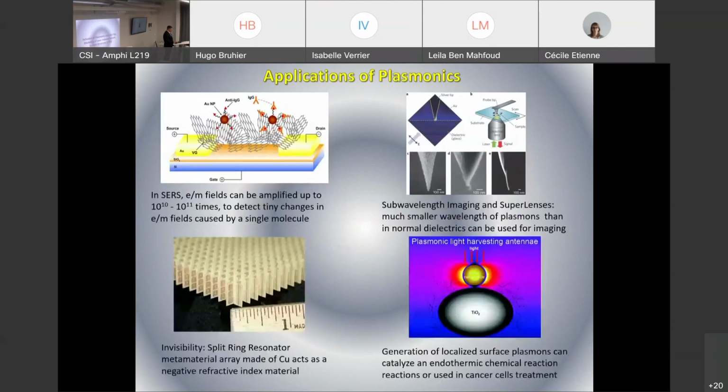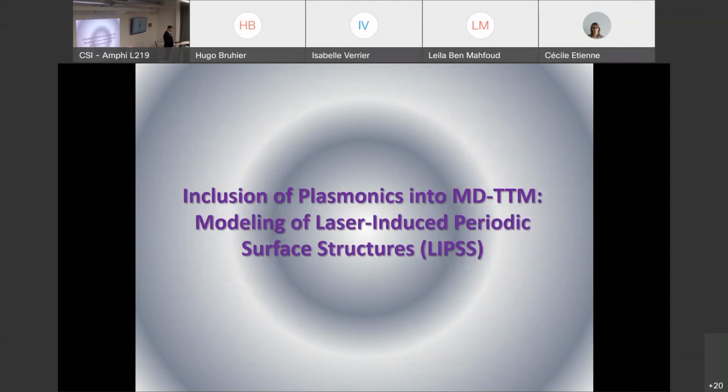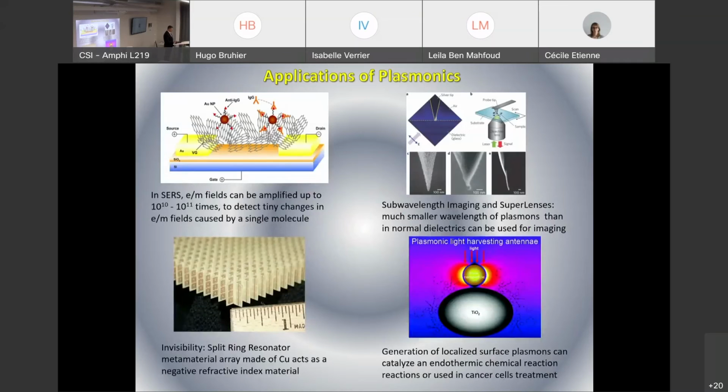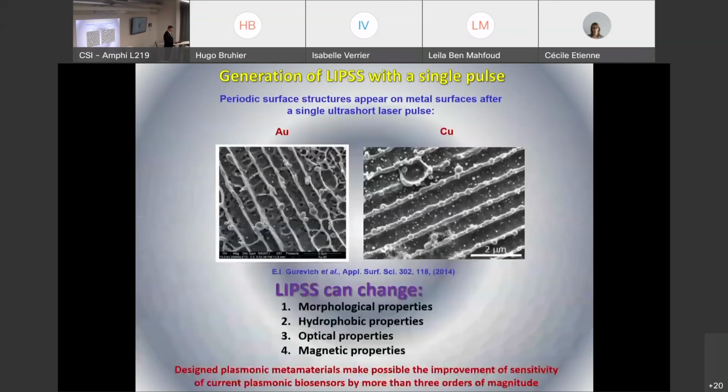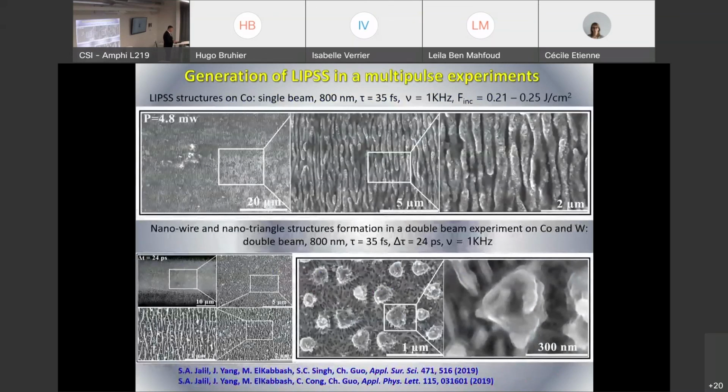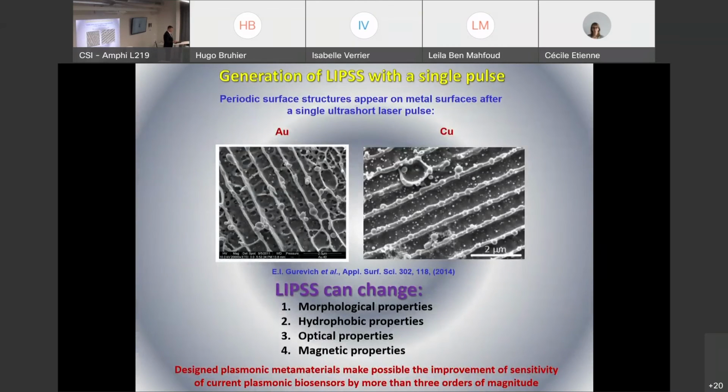So, plasmonics. How to include plasmonics? Basically, we want to model laser-induced periodic surface structures, LIPSS. That's an example of plasmonics. These are examples of plasmonics in technologies: surface-enhanced Raman spectroscopy, metamaterials design, catalysis, subwavelength imaging, and these are LIPSS that were produced in experiment, depending on the pulse geometry. There are LIPSS produced in multi-pulse regime, but there are also LIPSS produced with a single pulse, with which we will begin our study.